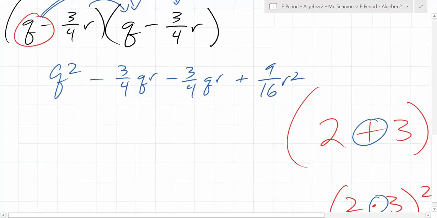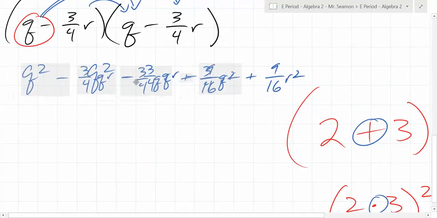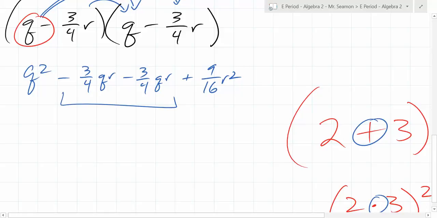We're not quite done yet. Why are we not quite done? You need to combine like terms. Yeah, the subtraction in the middle. You have two of these. So you have Q squared minus what?